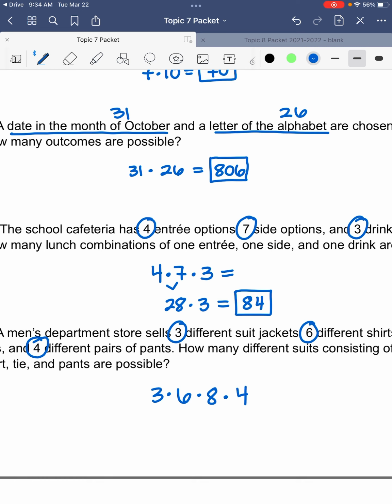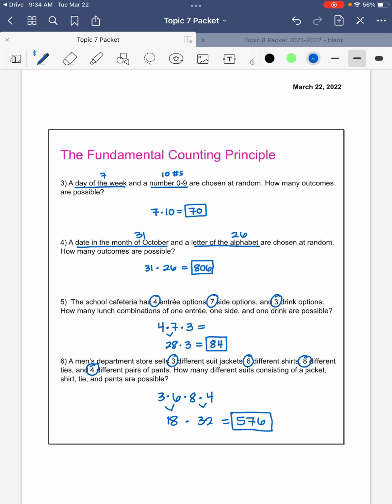Okay, I can simplify this. I do know that 3 times 6 is 18, and 8 times 4 is 32. So I could say 18 times 32, and I get 576. So there are 576 total combinations possible for men's clothing at that store. Okay, and if I had just multiplied 3 times 6 times 8 times 4 in my calculator, I would have gotten the same thing. So that is the end of our little mini lesson for today.